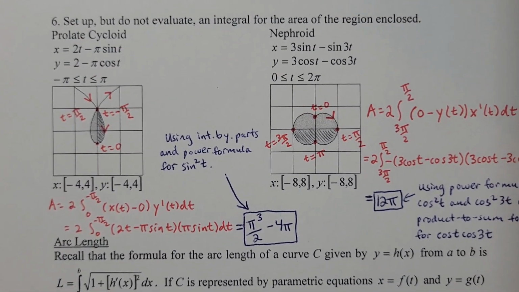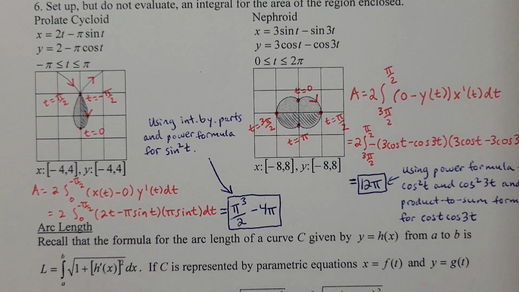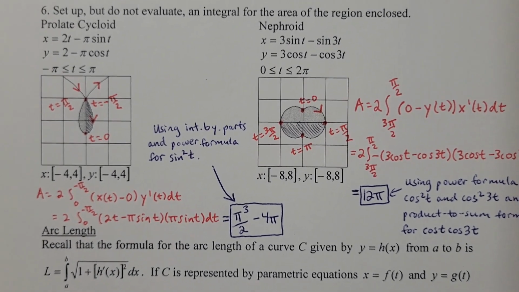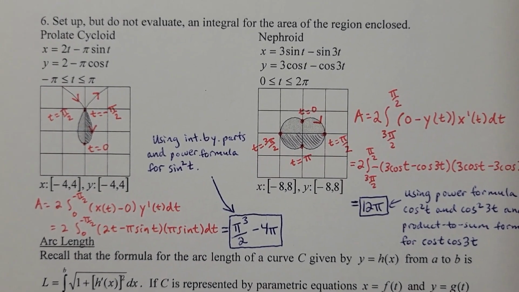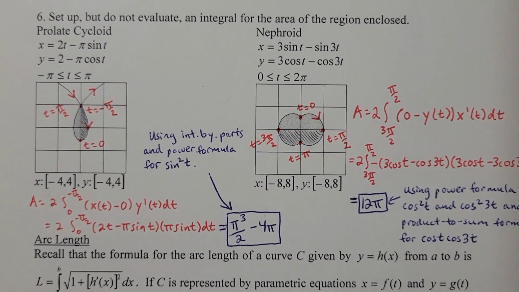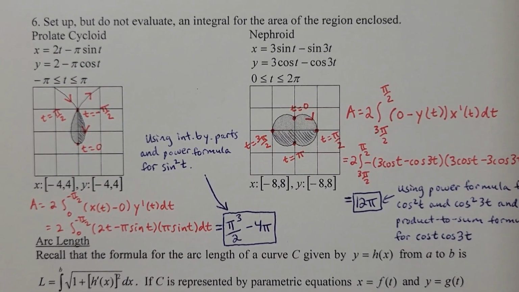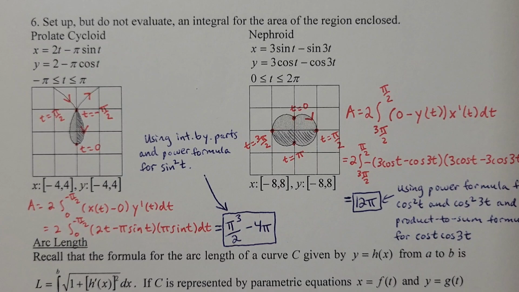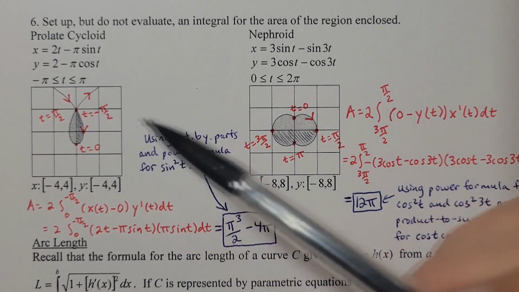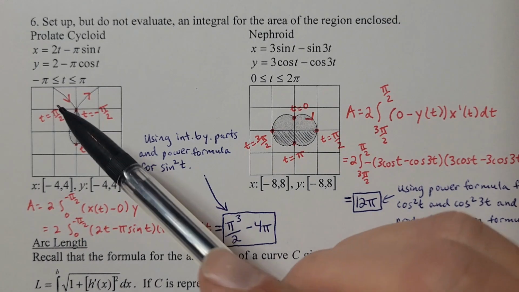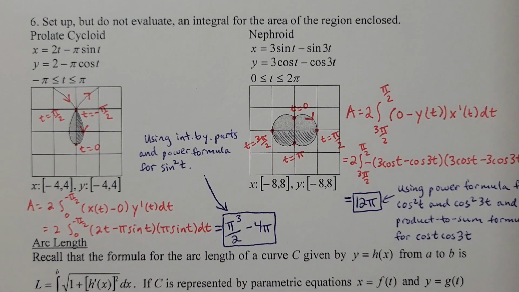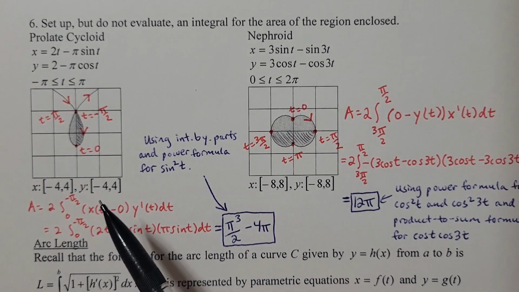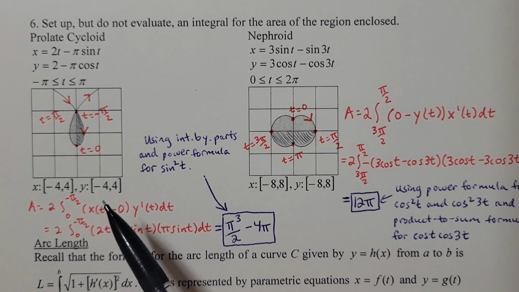Let's see, so problem 6 here is where we want to set up but do not evaluate an integral for the area of the enclosed region. Okay, so getting to the correct setup is very, very important. If we don't have the right setup, there goes the whole problem, right? So let's see, in this part here, I've got a prolate cycloid. The t values are going from negative pi to pi, and the viewing rectangle, I'm going from negative 4 to 4 on each of the axes.